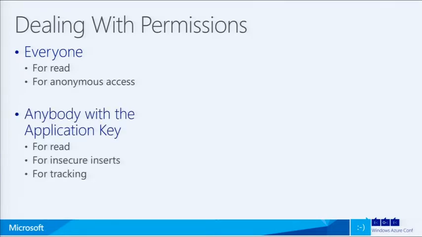Then the second one is anybody with the application key, which is the default one when creating a new table in Windows Azure Mobile Services. You could use that for read, as you did for everyone. You can use that for insecure inserts. If you have a table where people can insert data like tracking, saying this is me, I'm calling this screen, it doesn't really matter if somebody is injecting something you don't want, or for some logging. Or you can use it for tracking to know that indeed the client currently using the API is that guy.